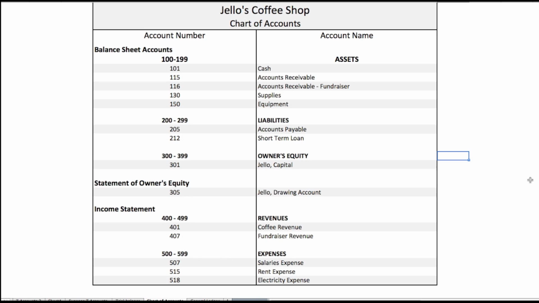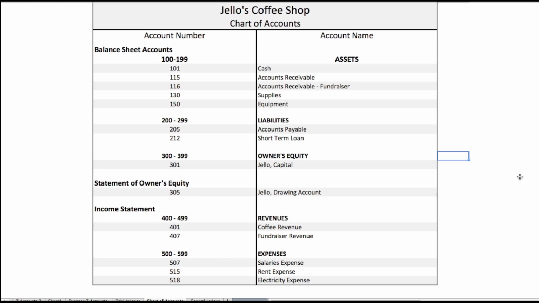Temporary accounts are comprised of income statement and owner's equity accounts. These accounts track changes during the accounting period. The revenue tracks how much money Jello made during that year, while the expenditures track how much Jello spent. These accounts classify and summarize changes to the owner's equity during the period. These are nominal accounts because these balances are transferred to the capital accounts at the end of the accounting period. At the beginning of the next accounting period, these accounts are zero.